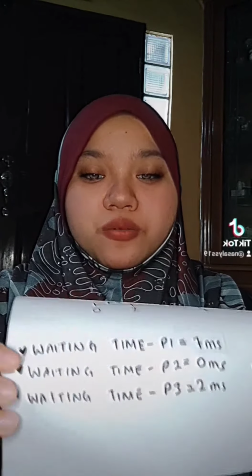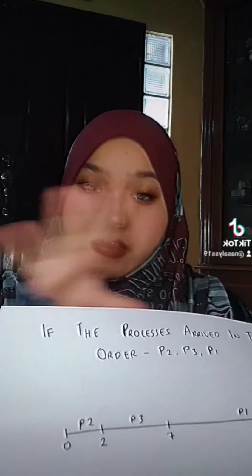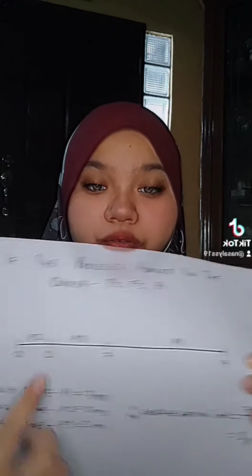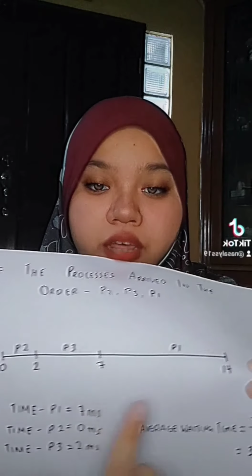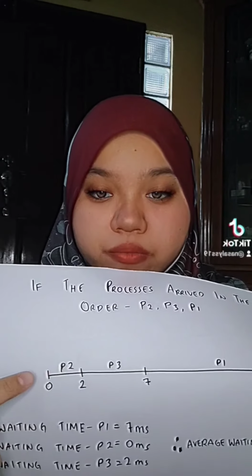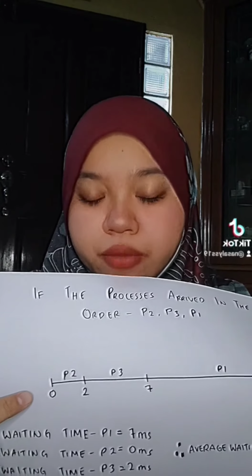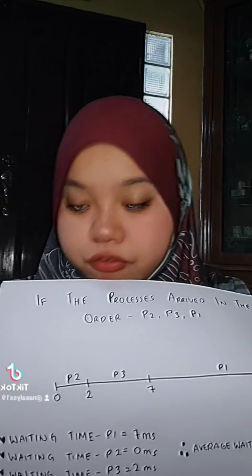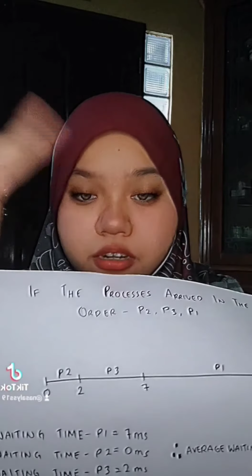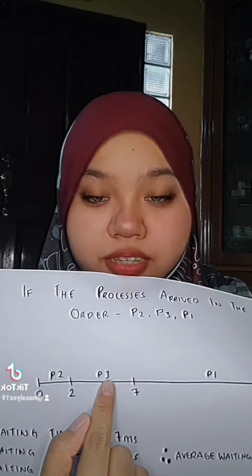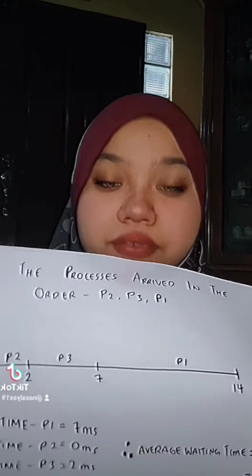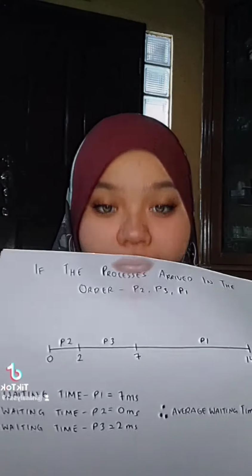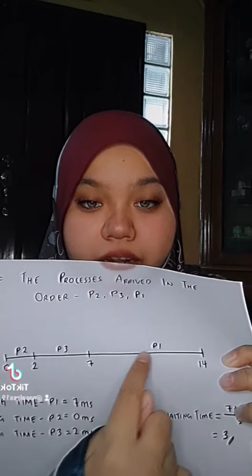So what's the waiting time for P1 if it is out of order? For P1, the waiting time is 7 ms because P2 started at 0 ms and has 2 milliseconds of burst time, and then after 2 milliseconds P3 started, which consists of 5 time bursts, and ended at 7 milliseconds. That is why P1 started at 7 milliseconds.